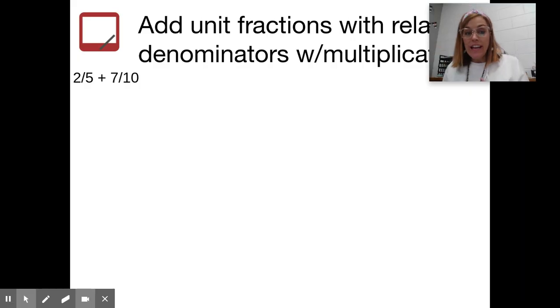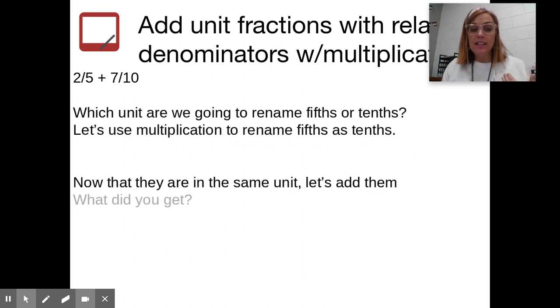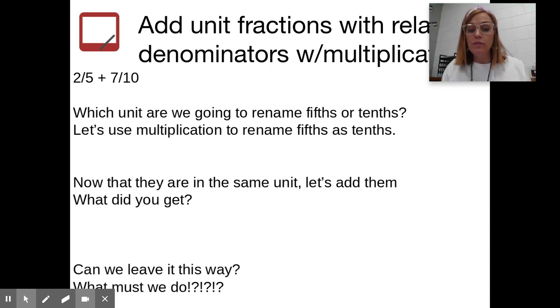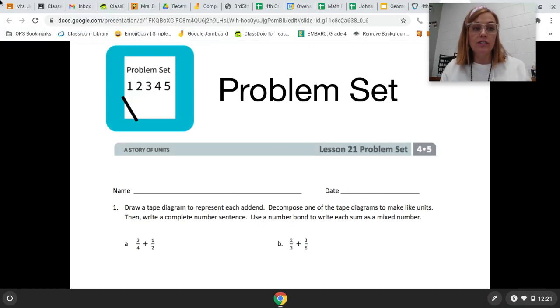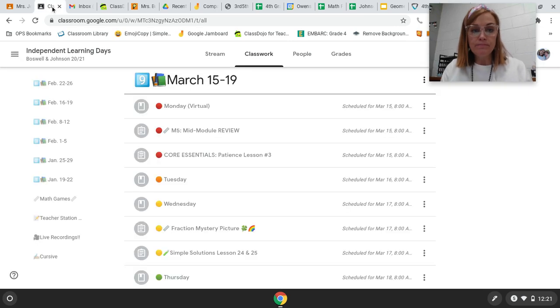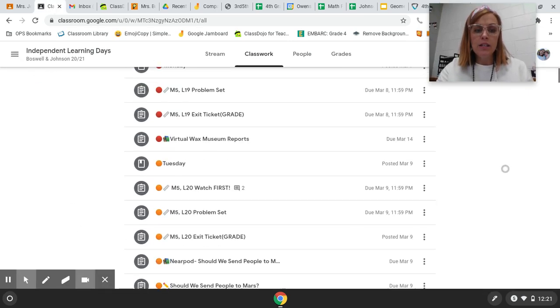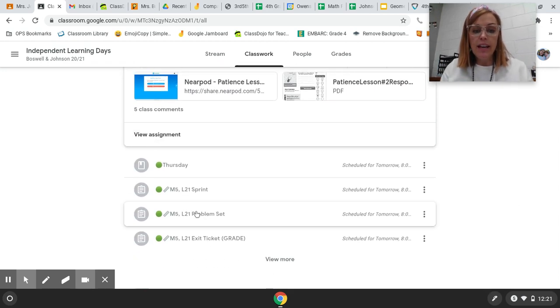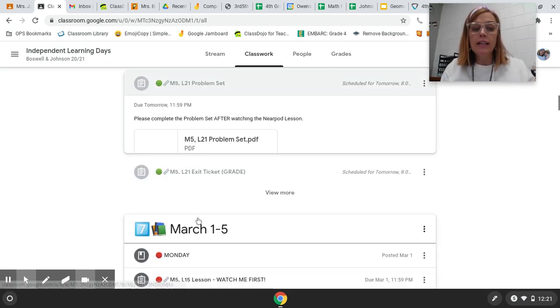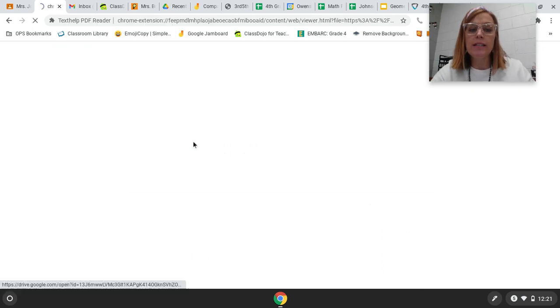So hopefully after today's lesson, we've been doing this, but hopefully this just really hammers it home for you. I want you guys to go ahead and take a look at your problem set really quickly. So it's going to be green because today is Thursday. Anything in green you will do today. So let's take a look.